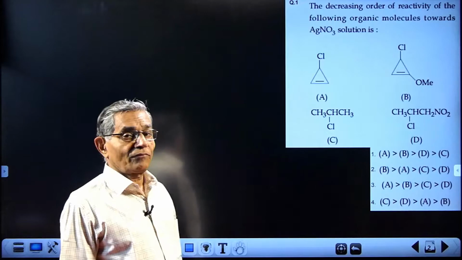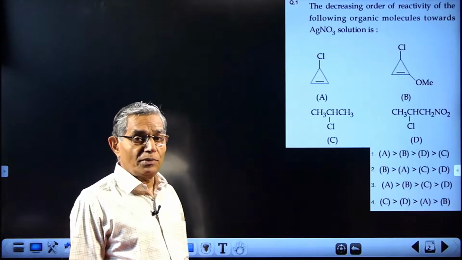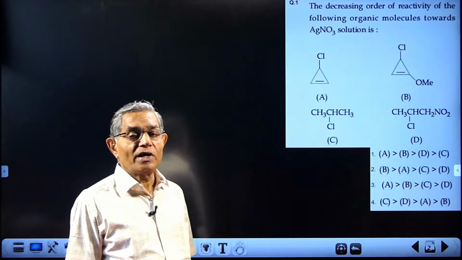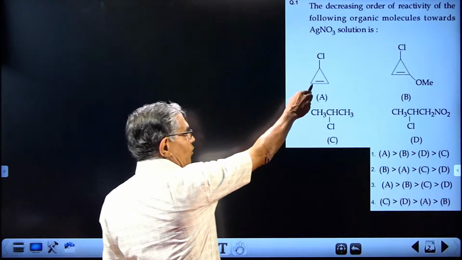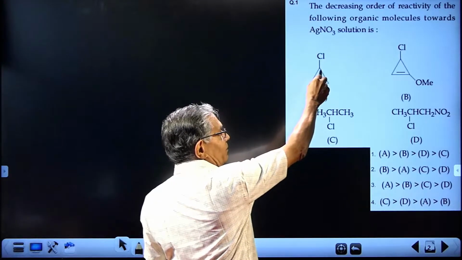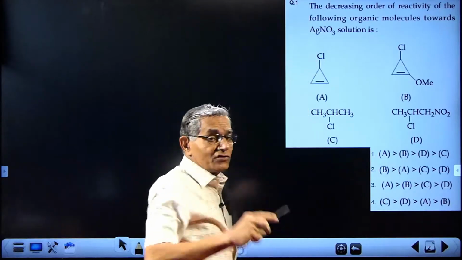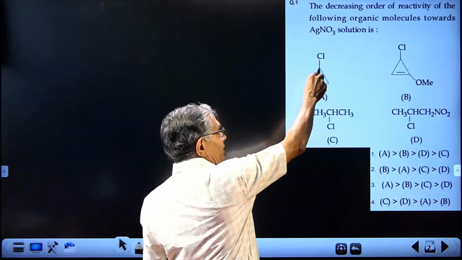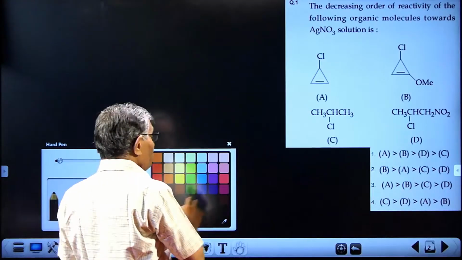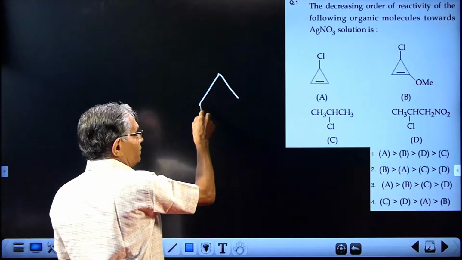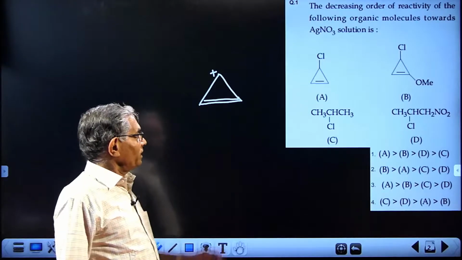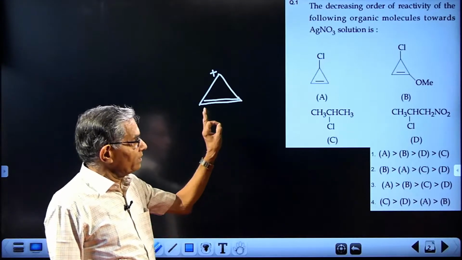Question number 1 is actually based upon a principle in first year, aromatic character of a cyclic compound. You know, this compound can become aromatic if it is having a positive charge there. That means this can undergo heterolysis. That C-Cl bond can undergo heterolysis, producing a positive charge there. And if there is a positive charge, see, this becomes aromatic.